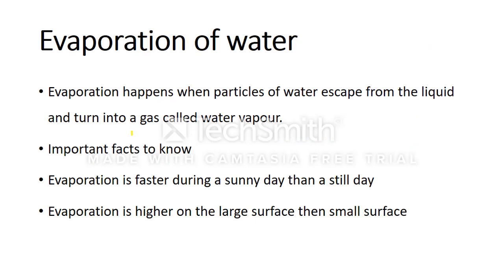Let's talk about evaporation of water. We know that we have plenty of water on the earth, so water is evaporating each and every day. Evaporation happens when particles of water escape from the liquid. When they escape from the liquid, they turn into a gas, and the name of the gas is water vapor. Water vapor is the name given to a gas formed when a liquid evaporates.